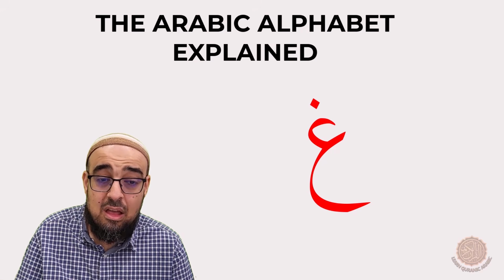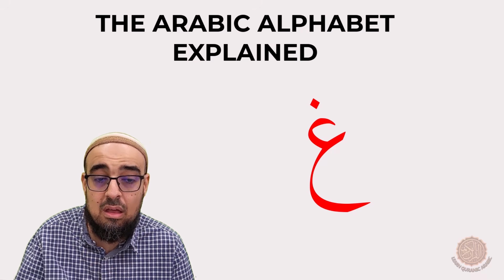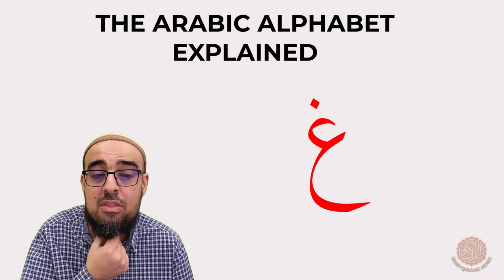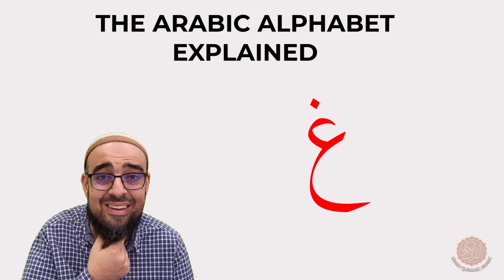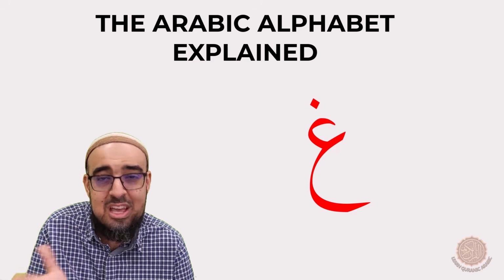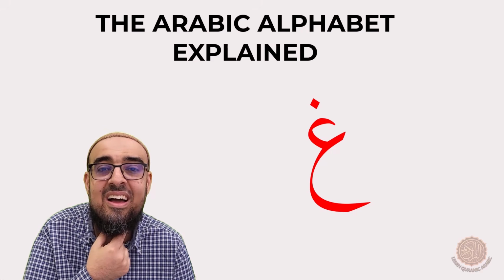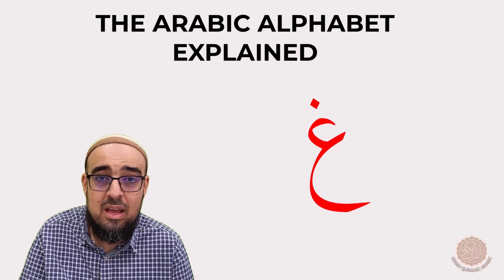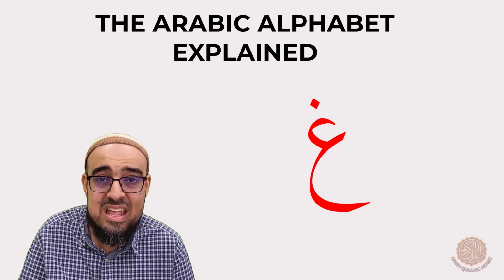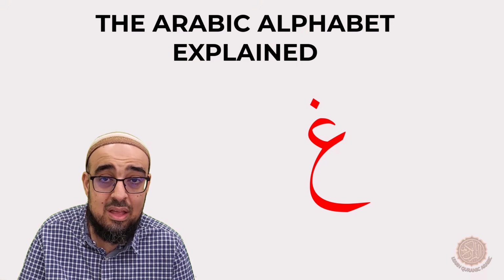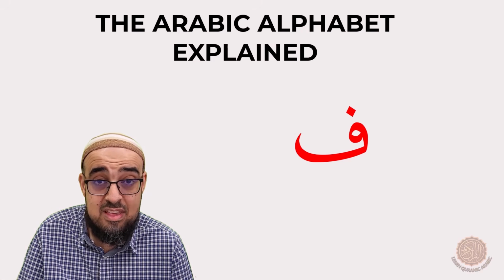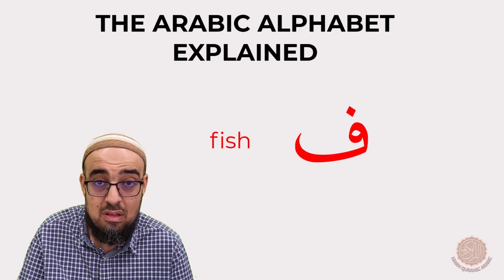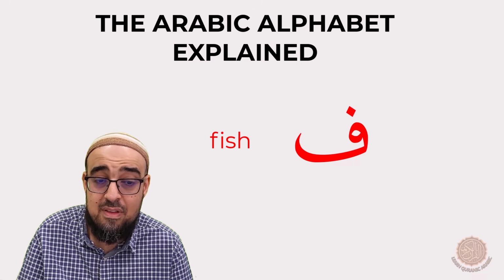Okay, then we get the ghain. It comes from the throat area as well. It's similar to the kha, where when you gargle, you can think of it that way. As an example, the word ghani, ghareeb. Next is the fa, which is the F sound in English, like fish. That's straightforward, just an F sound.